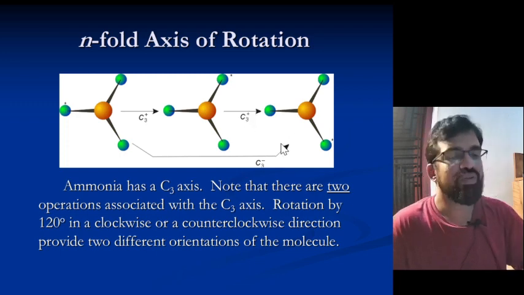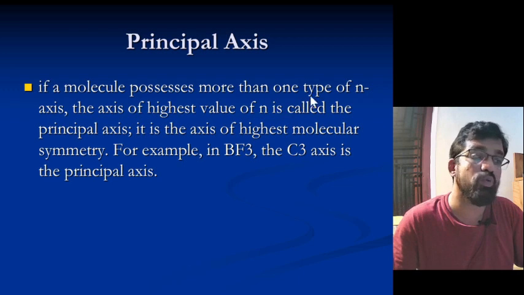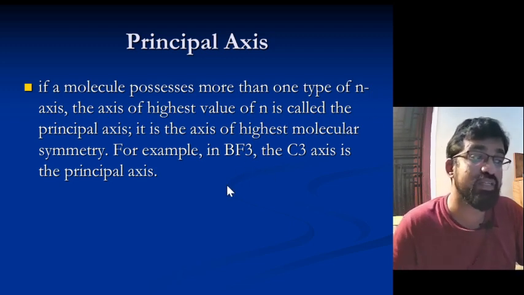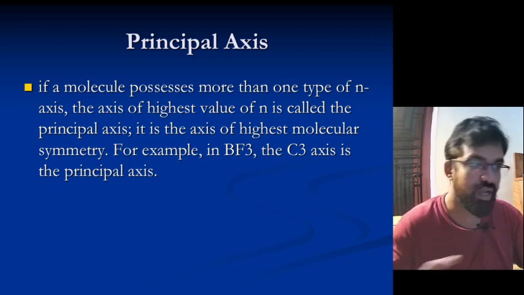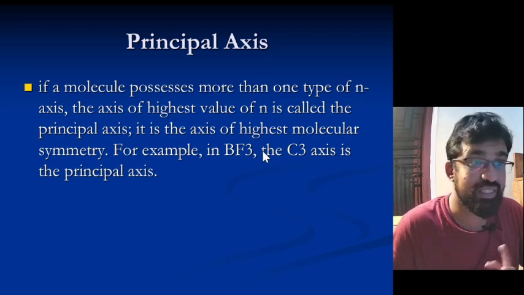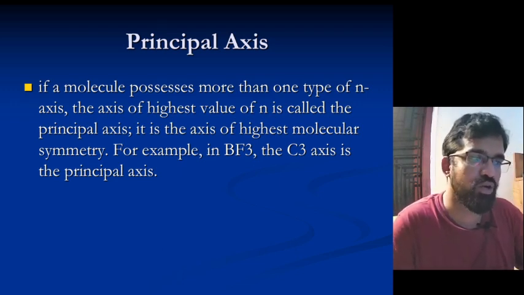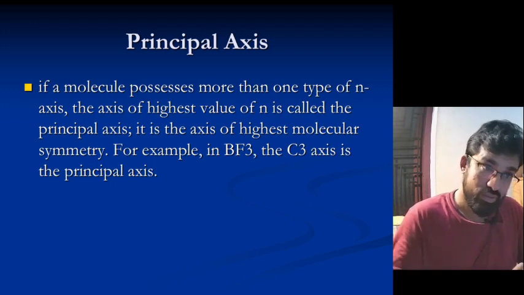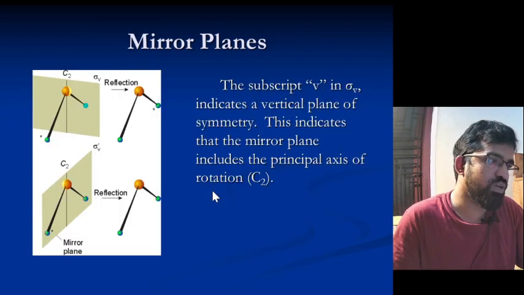We'll discuss more. What is the principal axis of rotation? If a molecule possesses more than one type of n axis, the axis of highest value of n is called the principal axis, and it is the axis of highest molecular symmetry. For example, the BF3 molecule. You know the geometry of BF3: it is a trigonal planar molecule. C3 is there, C2 is also there.